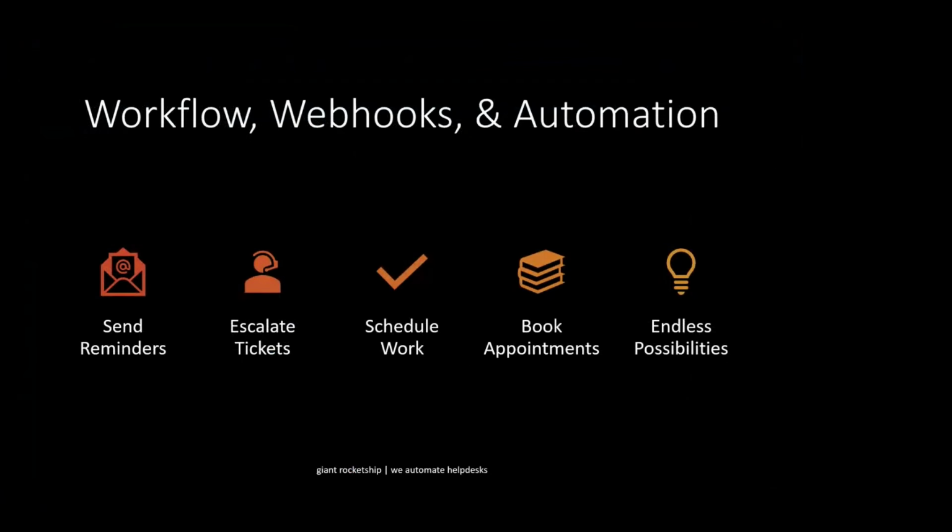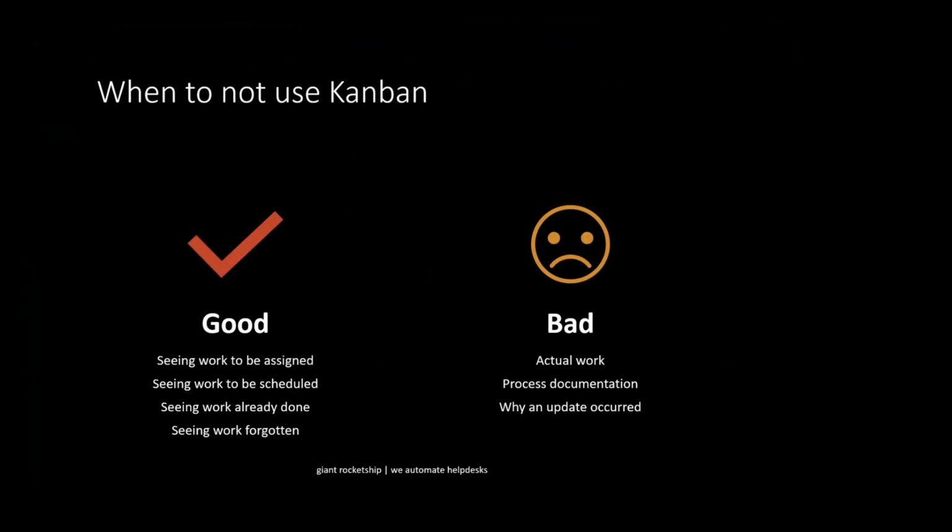So let's talk about when to not use Kanban. We'll start off with when to work it. When you want to see work to be assigned, great use case. Seeing work that needs to be scheduled, phenomenal use case. Seeing work that's already been done and you need a quality control, great use case. Seeing work that's been forgotten, has gone idle, phenomenal. Bad: actual work should not be done in the Kanban. It is not meant for that. It is a visualization technique. It is not a work technique.